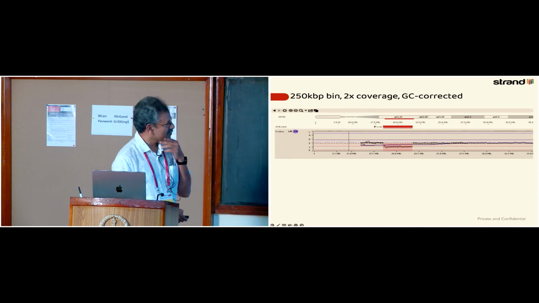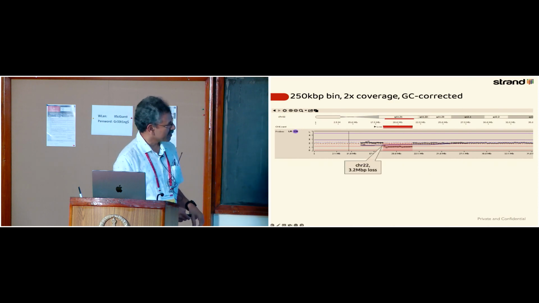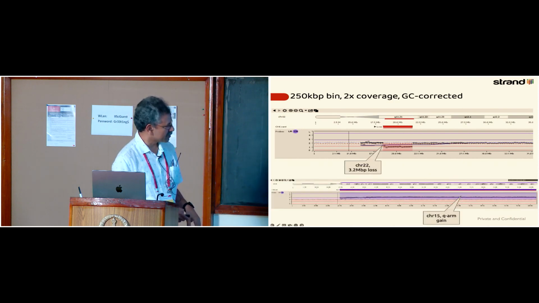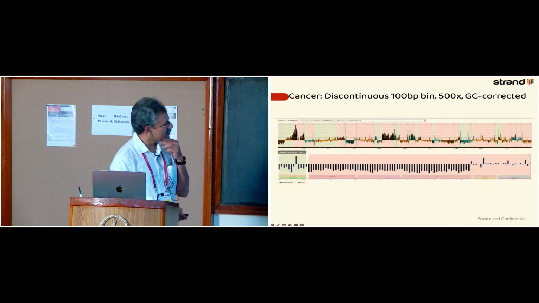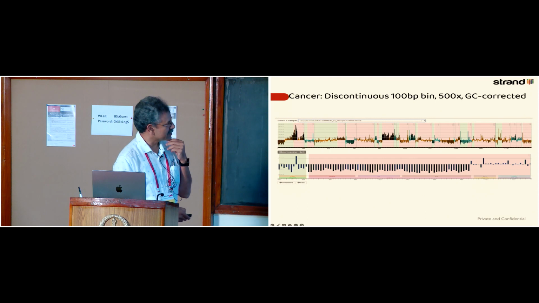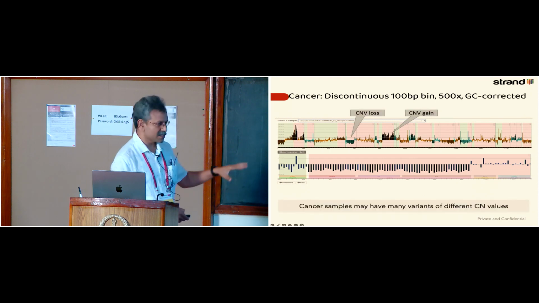But if you want to find finer grain events, these are 250 kilobase bins at 2x coverage. Then using the same methods, you can call out smaller losses and gains. And these are for cancer samples, fundamentally using the same method. Because of time limitations, I'll skip through this, but you get a flavor of what is going on.